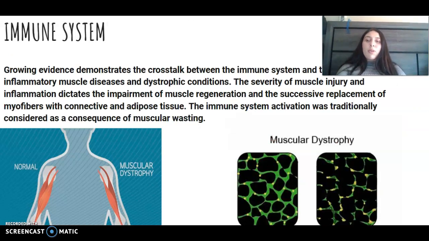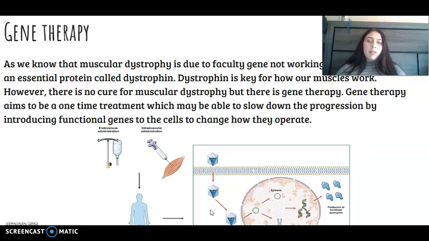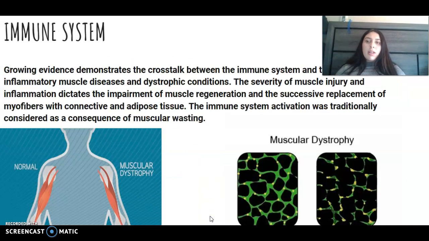Immune system. Growing evidence demonstrates the crosstalk between the immune system and skeletal muscle in inflammatory muscle disease and dystrophic conditions. The severity of muscle injury and inflammation dictates the impairment of muscle regeneration and the successive replacement of myofibers with connective and adipose tissue. The immune system activation is traditionally considered as a consequence of muscular wasting.